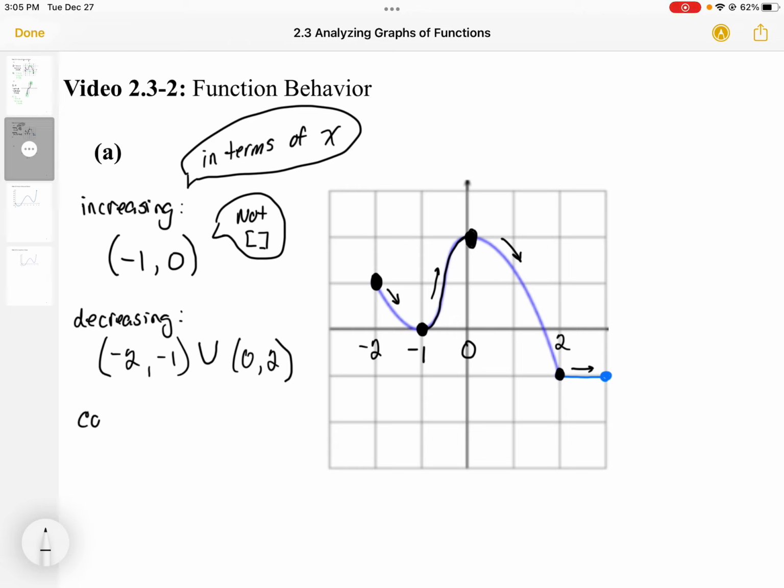And now finally, let's describe when this graph is constant. So this was the segment that I added at the beginning of the video. When x is 2, it is constant until x is 3. The y values are not going up or down. So we're going to say from 2 to 3. And we've taken care of describing the function behavior all along that graph.